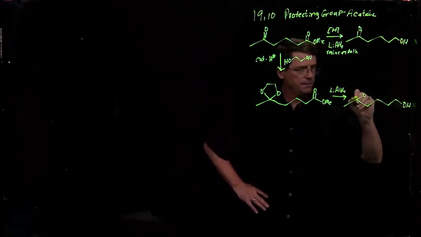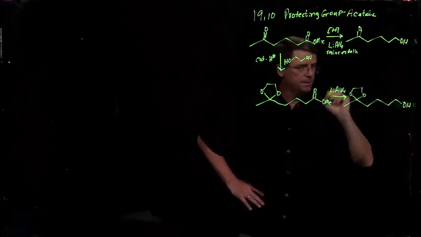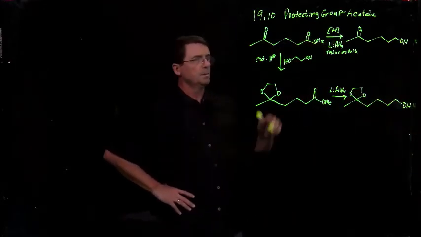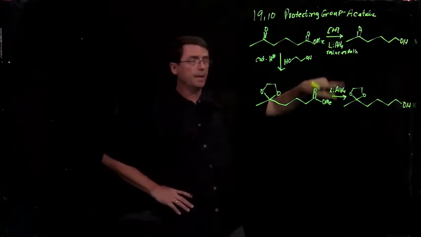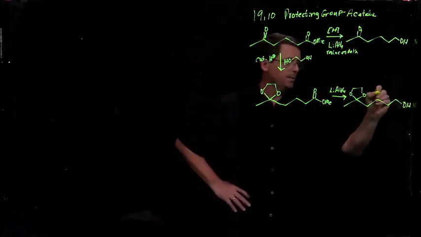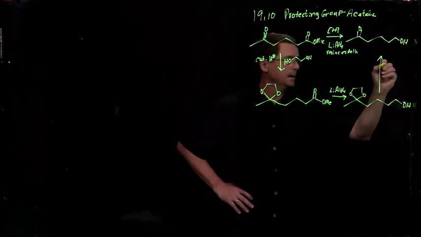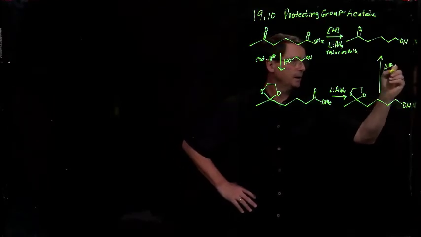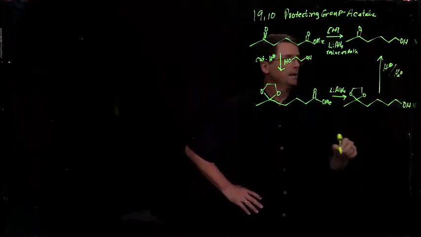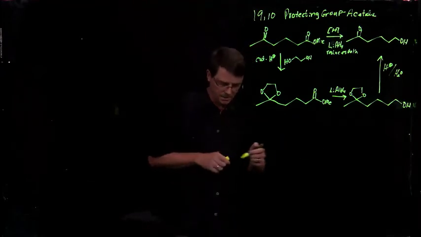We still have the acetal as a protecting group. And we put the protecting group on, and remember we have to have a step to take the protecting group off. And again, this will just be acid and water. And we get back and recover the carbonyl group.